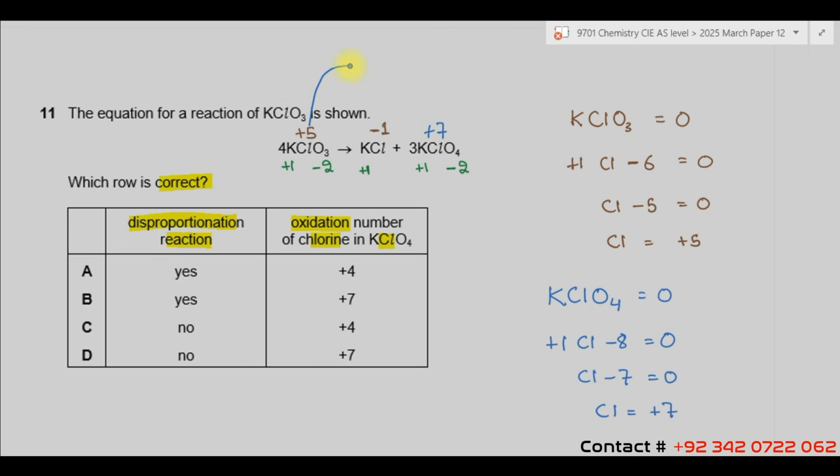So from +5 to -1, which is a reduction. From +5 to +7, which is oxidation. So the same element is oxidized as well as reduced. So yes, it is a disproportionation reaction. The oxidation number of chlorine in KClO4 is +7. So the correct option is B.